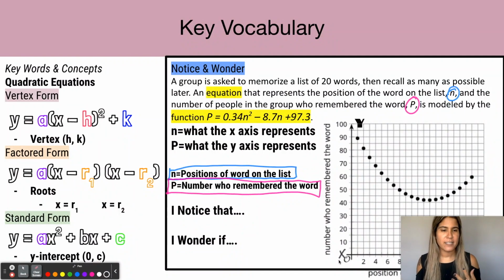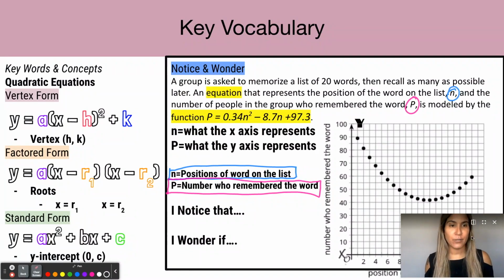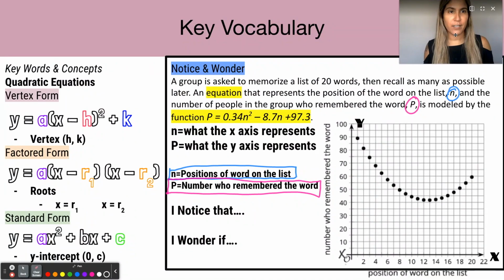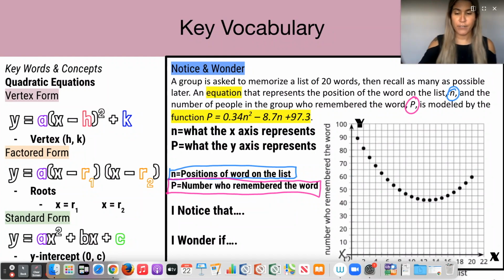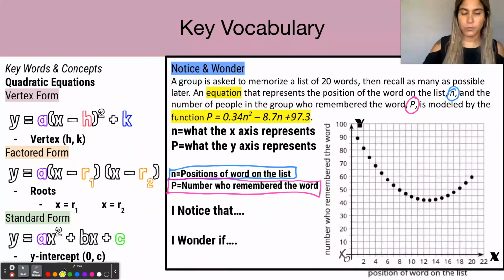So what are things that I can look at? I want to look at this graph, and I'm going to move the video up. I want to look at this graph carefully when I'm noticing and wondering. So I see that this is the position of words on the list: first, second, third, fourth, sixth, eighth, 10th. I can see that the first word, almost everyone seemed to remember it. 90 people remembered it.